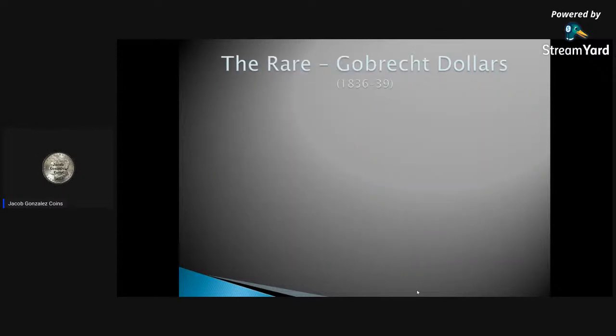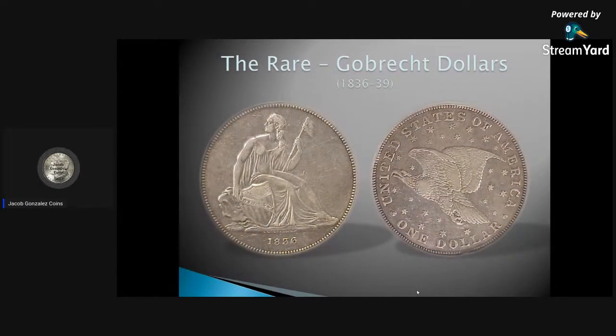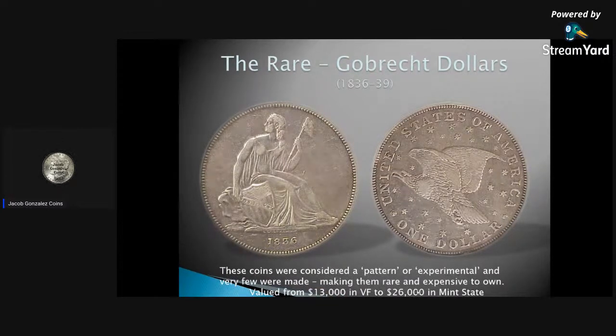So let's get on to the Gobrecht dollars. These are also known as experimental dollars. And there's the coin right there. A very beautiful design. I love that flying eagle design and all those stars. These coins were considered a pattern or experimental, and only a very small amount of them were made, making them rare and expensive to own, guys.